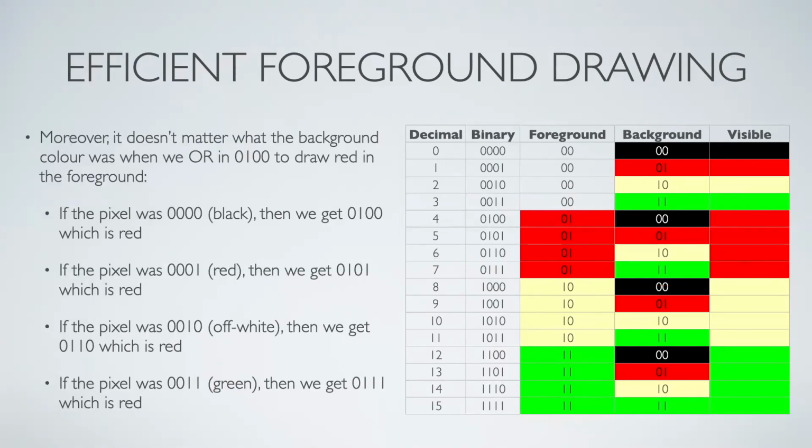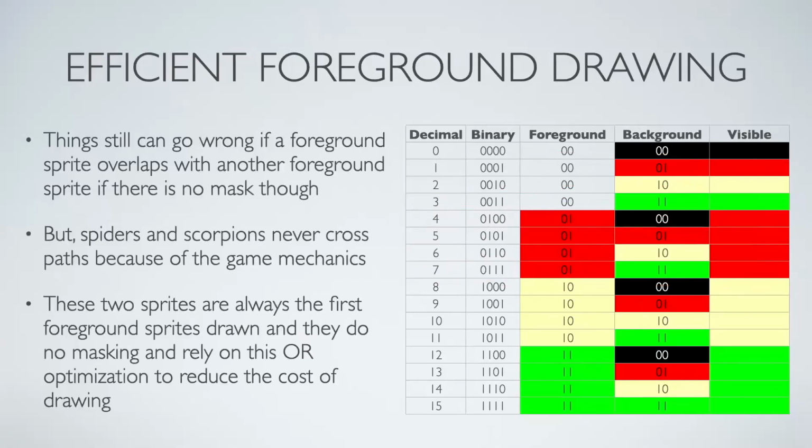And it doesn't matter what the background color was that we had before. If it was black, then when we do the OR, we go to here. If it was red in the background before, then after the OR, we go here. If it was off-white before, after the OR operation, we're here. And as we saw, if it was green before, then after the OR, we are here. No matter what, we get a visible red pixel, regardless of what was in the background before. This only works, though, as I mentioned before, if we know the foreground bits are 0. When a tile sprite is drawn, it always sets those bits to 0. But if 2 bugs are drawn in the foreground on top of each other, then masking still might be required.